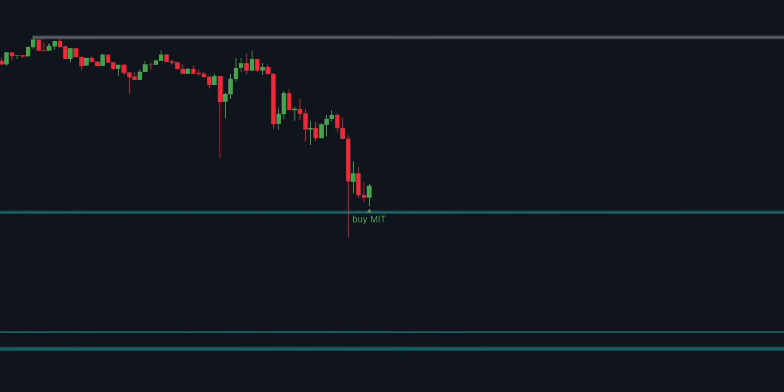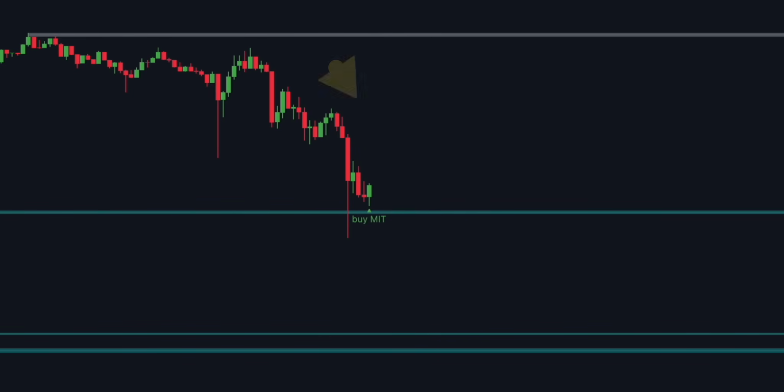Okay, let's take a look at another long example. Here we have a strong rejection of our demand zone. At the same time, the indicator spotted a bullish engulfing candle bar. All the rules are met.